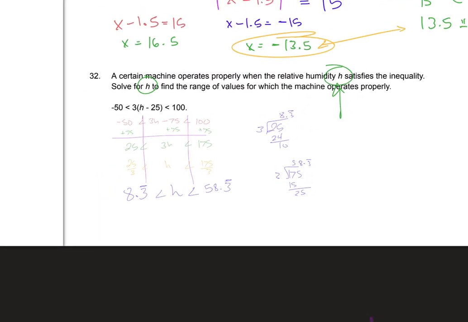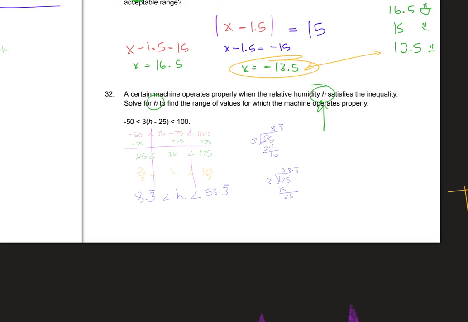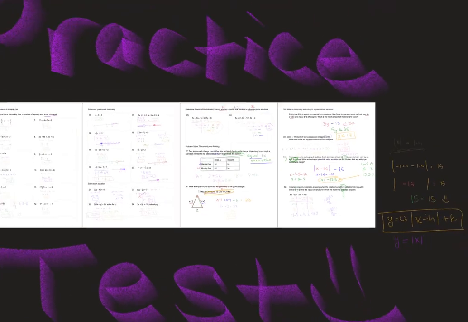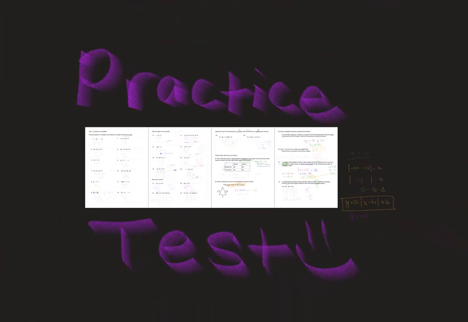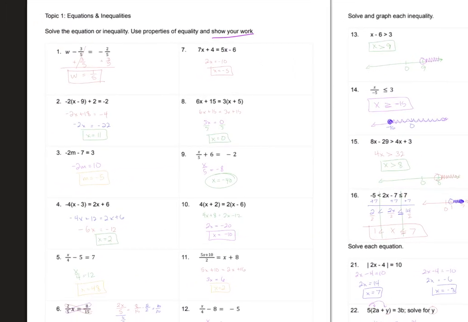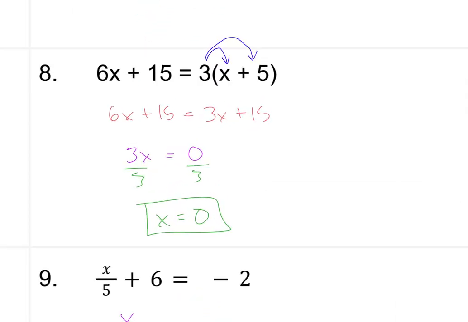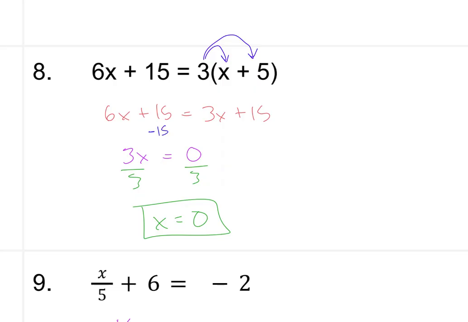Okay, that is it. That was the practice test. If I went too quickly through some of these, please don't hesitate to say, hey, what the heck did you do here? But generally speaking, the things that I skipped over were just things like writing out that I'm distributing 3 here, and then also subtracting 15 to get 0, and then subtracting 3x to get 3x right here.